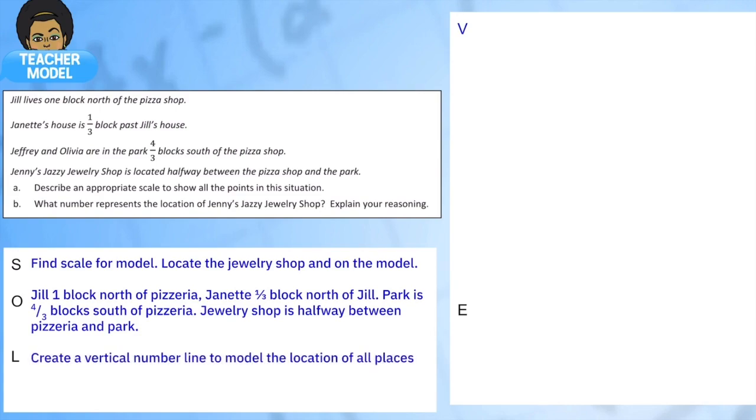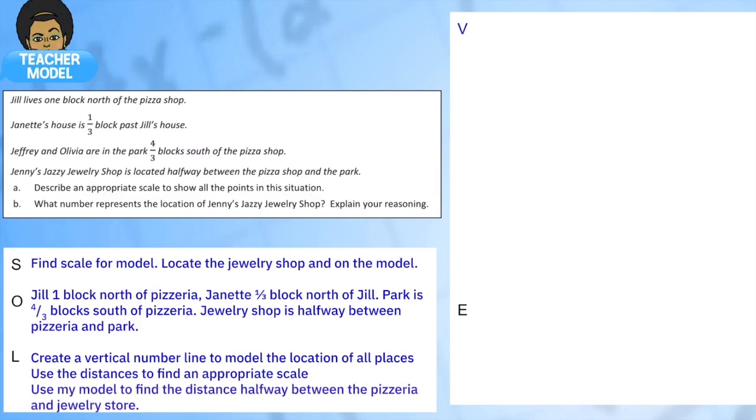I'm going to create the vertical number line to model where all the locations are. And I'm going to use the distances that are listed in the problem, in my O part of SOLVE, to figure out what the appropriate scale should be, because I want something that will meet all those needs. And then I'm going to use my model to find the halfway distance between the pizzeria and that jewelry store. And that way I can name what that number is. So hit pause so you can jot this down into your notes.